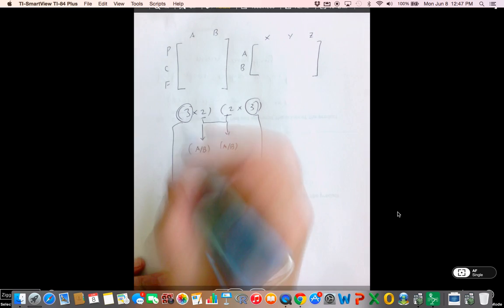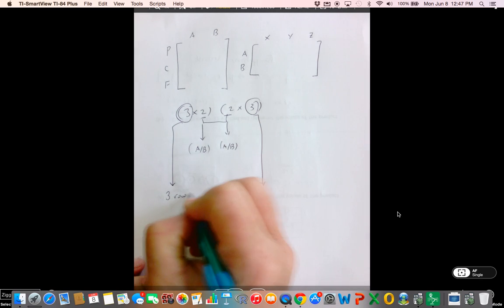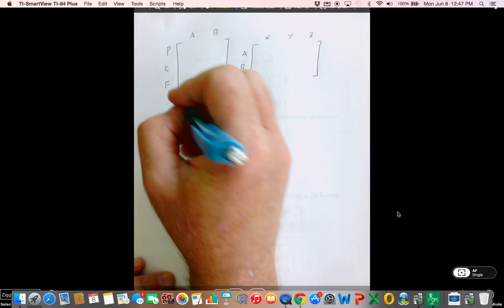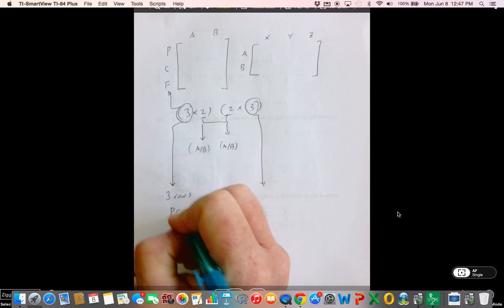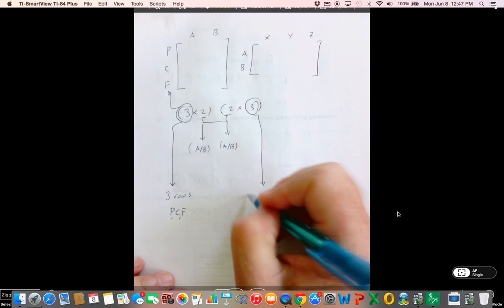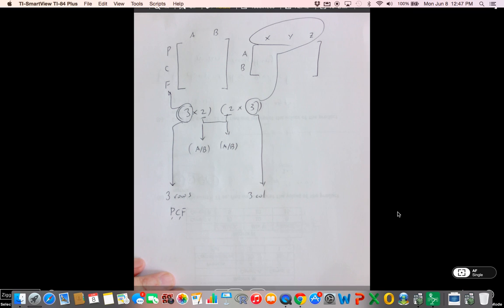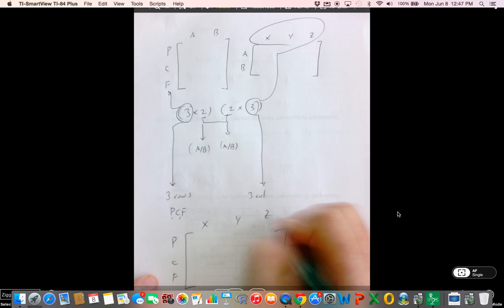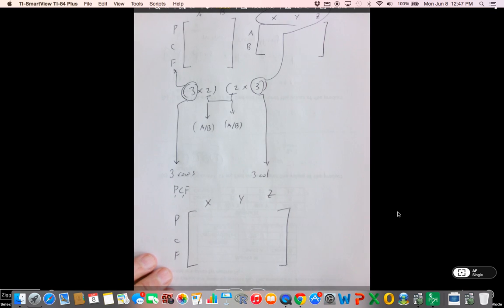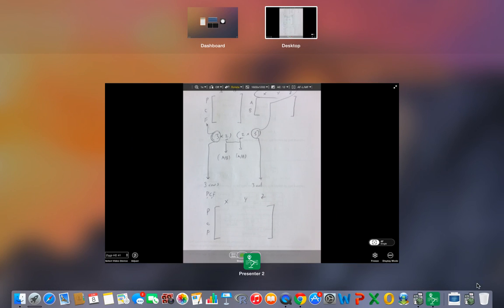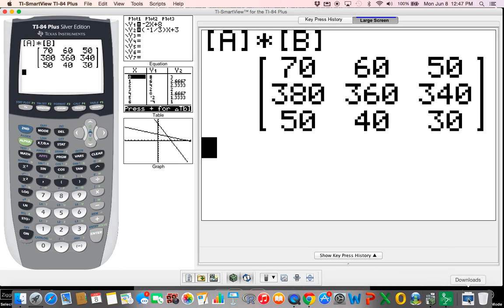We know from this that it's going to have 3 rows, and this information is going to come from the first matrix. This is going to have 3 columns, and its information is going to come from the columns of the second matrix. So I have a 3 by 3 P, C, F, X, Y, Z. So that value that we saw in the middle on our calculator, which was 360, and I'm just going to write all these down.